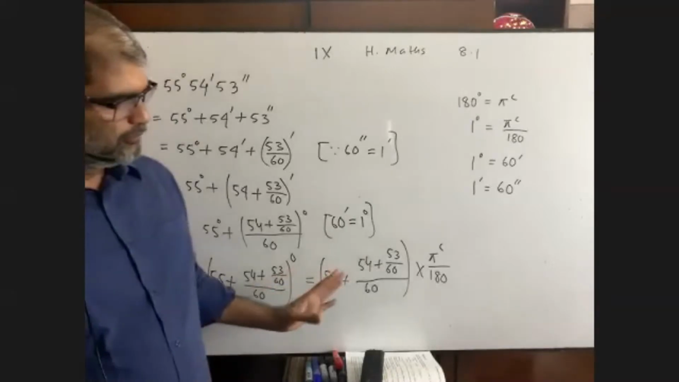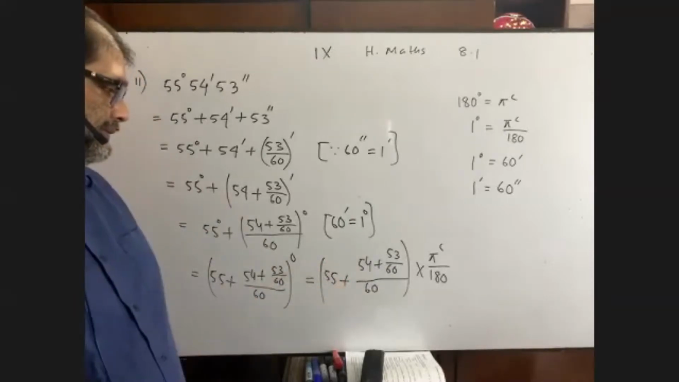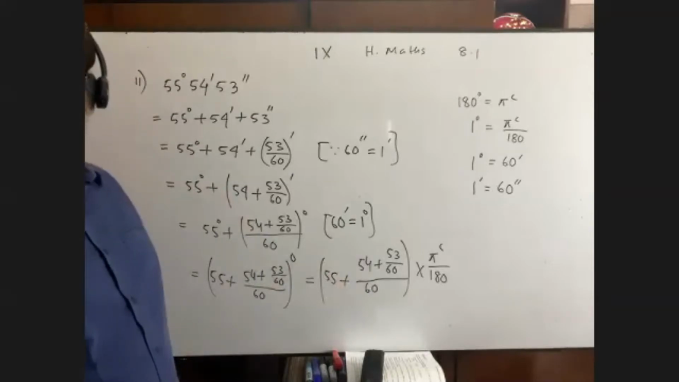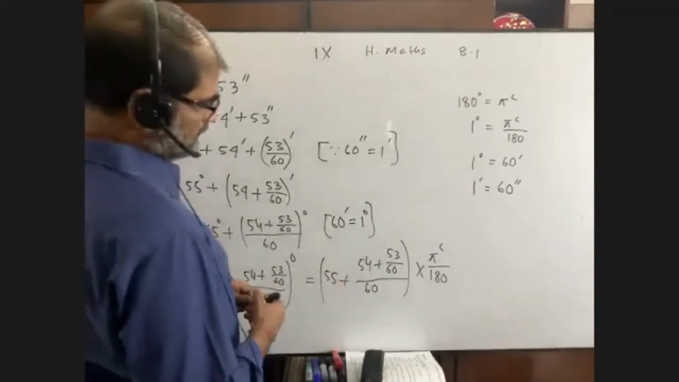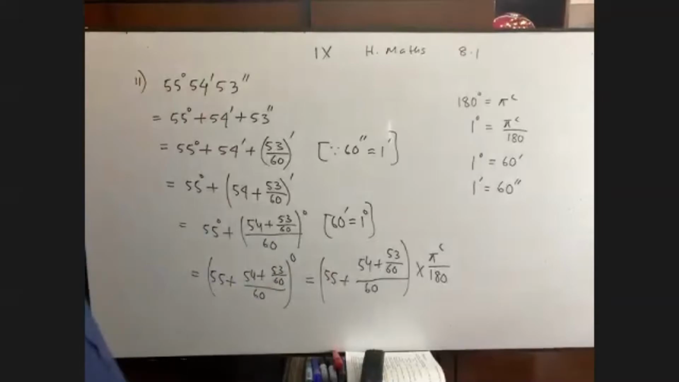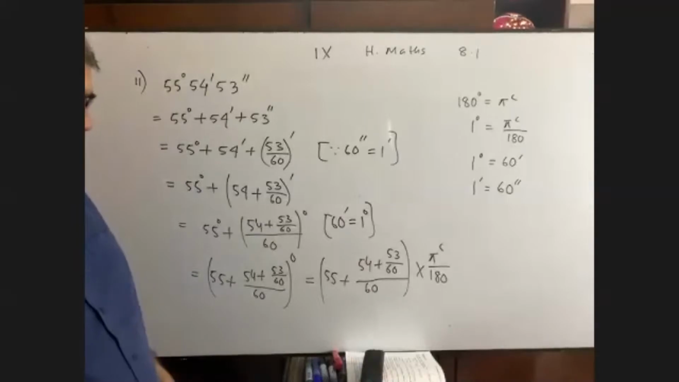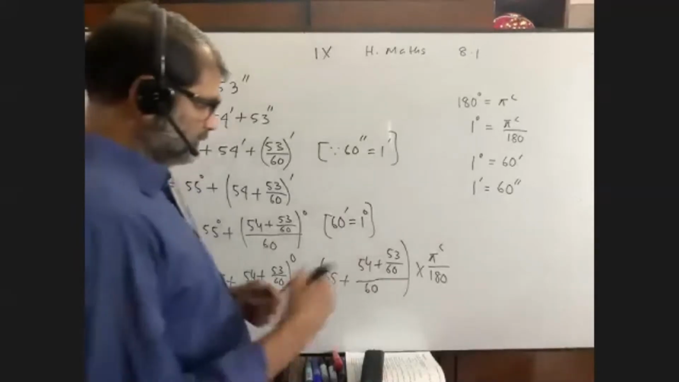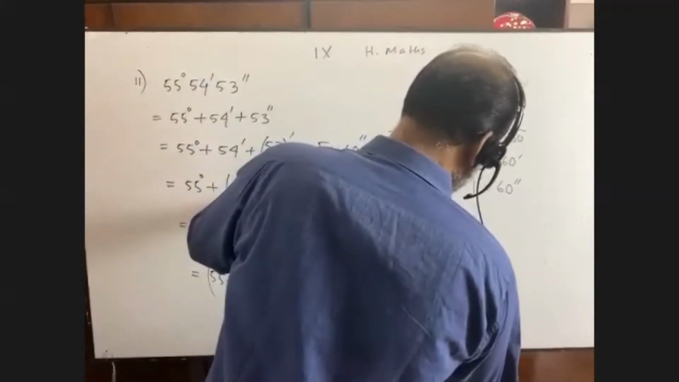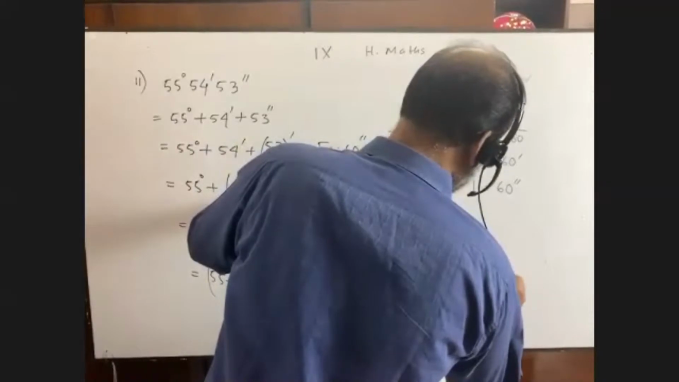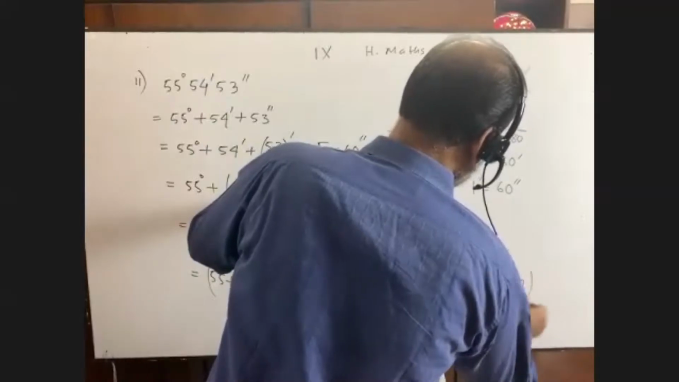I am telling you, please let me know the result. Not getting you. Sir, 55 decimal 0.9759 radian. Approximately, you're right. Okay.